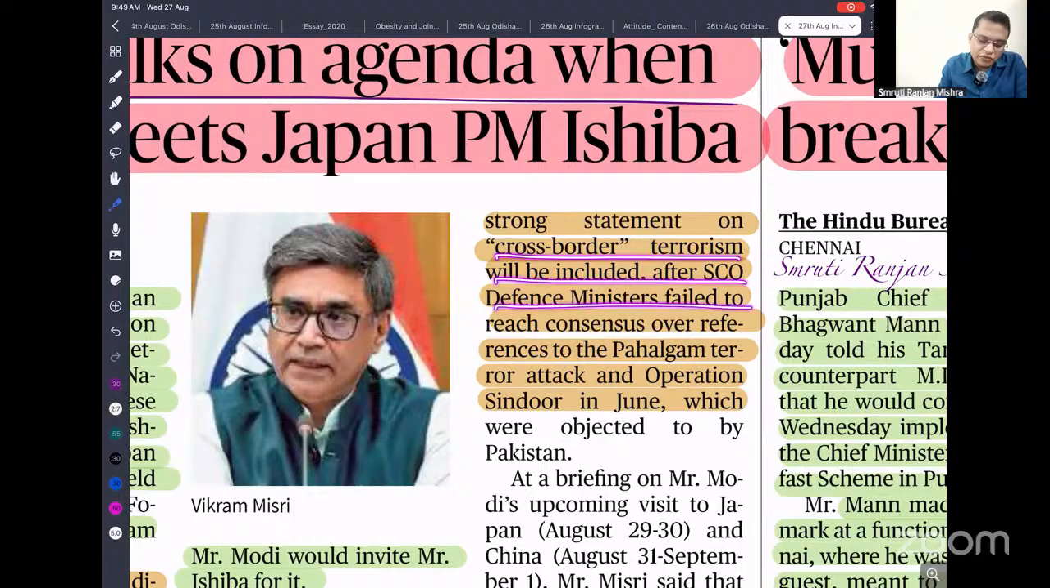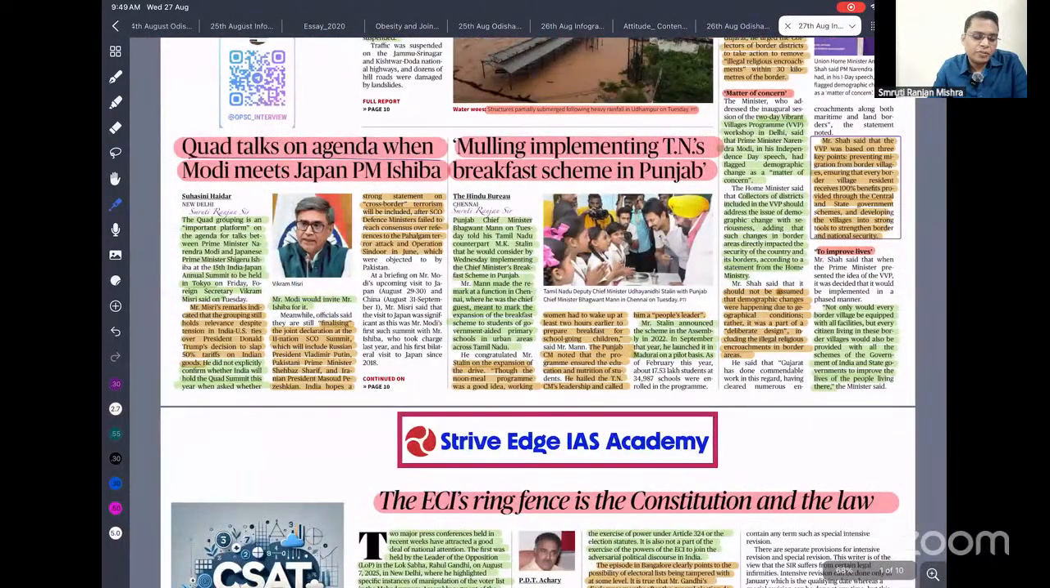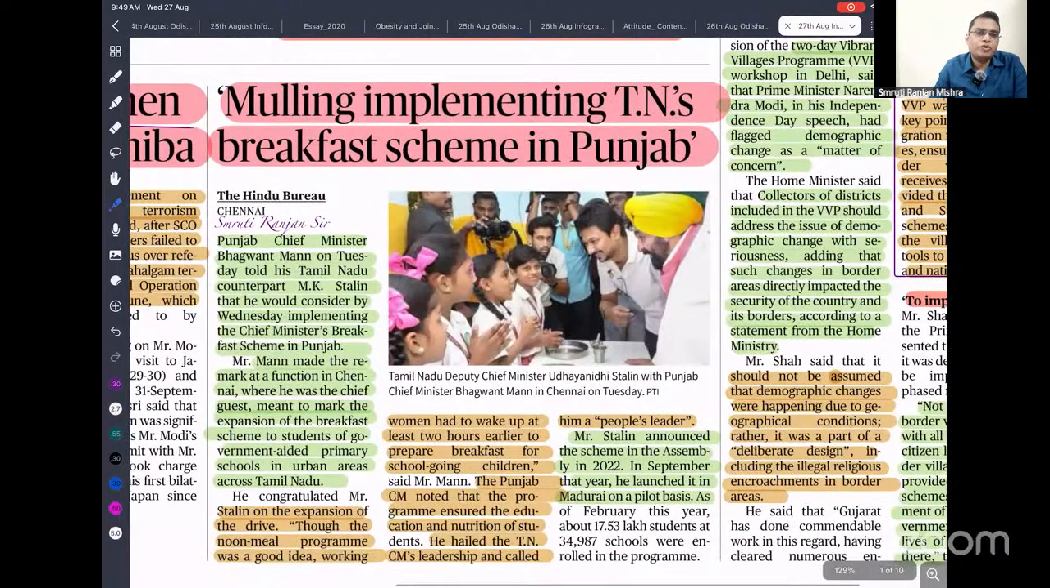The Defense Ministers failed to reach consensus over the reference to the Pahalgam terror attack and Operation Sindoor. That is what India is pushing hard for, so that we can get a joint statement. If there is a joint statement, it is harassment for Pakistan, and it will put pressure on Pakistan to control its cross-border terrorism.